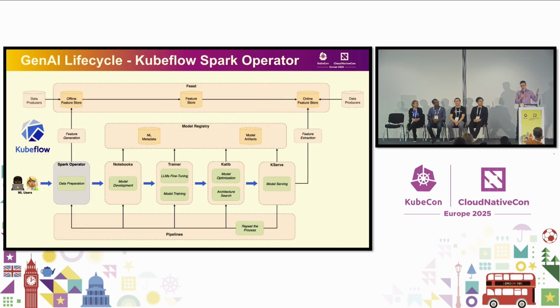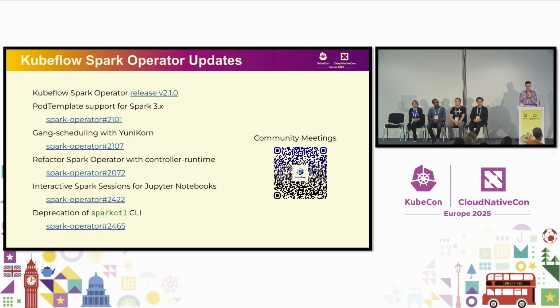Moving forward to the Spark operator. The goal of Spark operator is to enable Spark applications on top of Kubernetes. We have a lot of organizations who are using this in production. Recently, this project got donated from Google to the Kubeflow ecosystem.